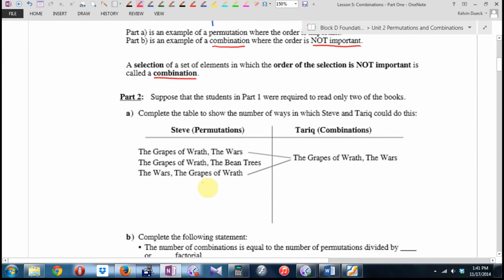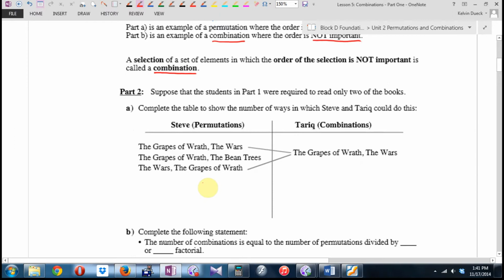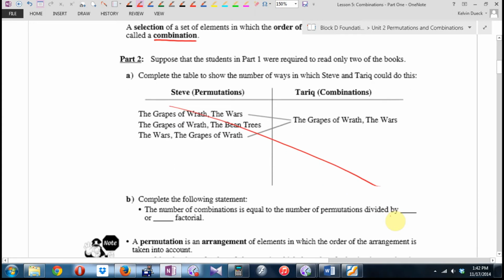Part 2 says, suppose the students were required to read only 2 of the books. Complete the table to show the number of ways in which Steve and Tariq could do this. I'm not going to complete the table. Instead, I'm going to see if I can figure out a better way to do this. Okay? So we'll come back to this.